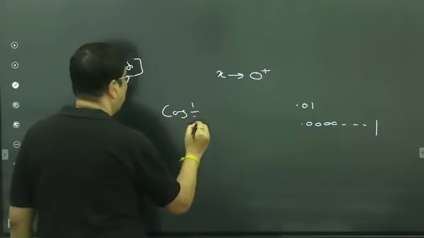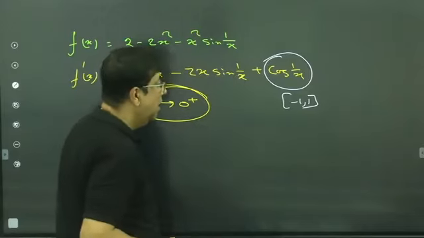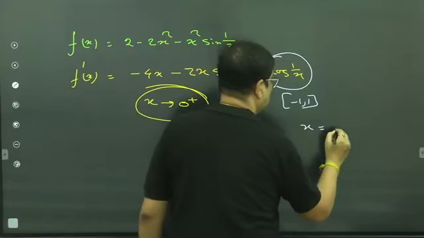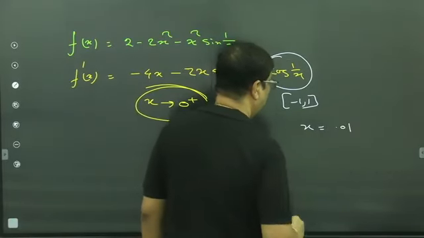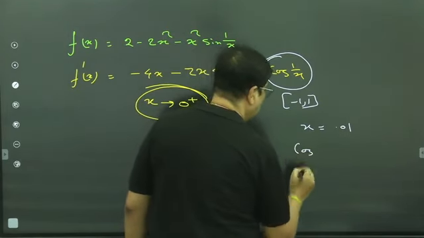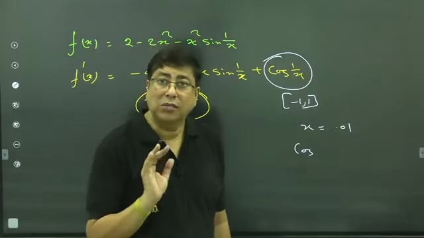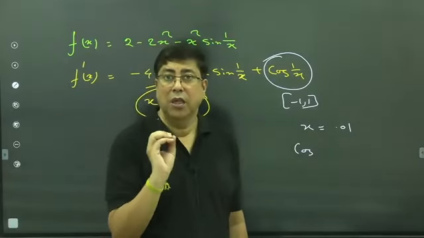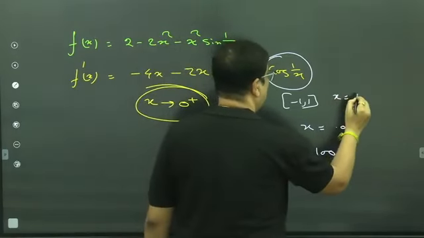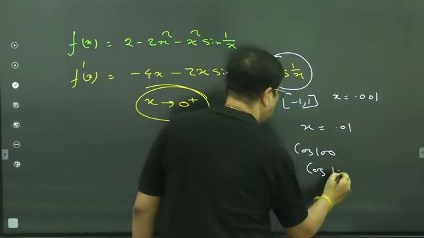Suppose cos 1 by x. Okay, I am explaining here. Cos 1 by x is the problematic area, and it is lying between minus 1 and plus 1. Suppose x equal to 0.01. Then cos 1 by x, what will it be? 1 by 0.01, so cos 100. Understand one very important concept. This is cos 100, and somebody is telling x equal to 0.001, so 1 by x is coming cos 1000.